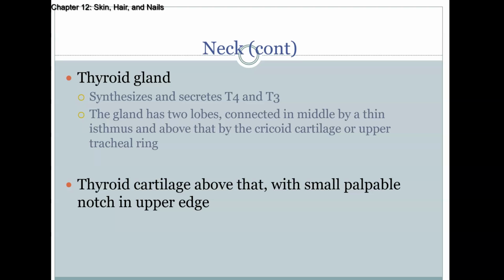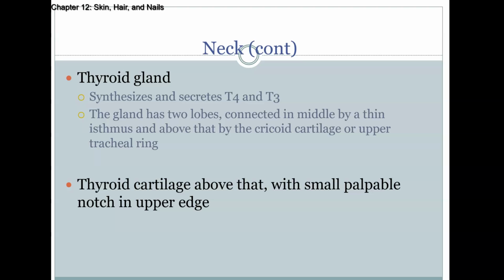Okay, thyroid gland is in the neck. The thyroid gland basically, you guys, I want y'all to know this. The thyroid is probably one of the most dangerous glands in the body if it's not regulated. It secretes T4 and T3, which are thyroid hormones. The gland has two lobules, and it's connected in the middle by a thin isthmus, and above that by the cricoid cartilage or upper tracheal ring.